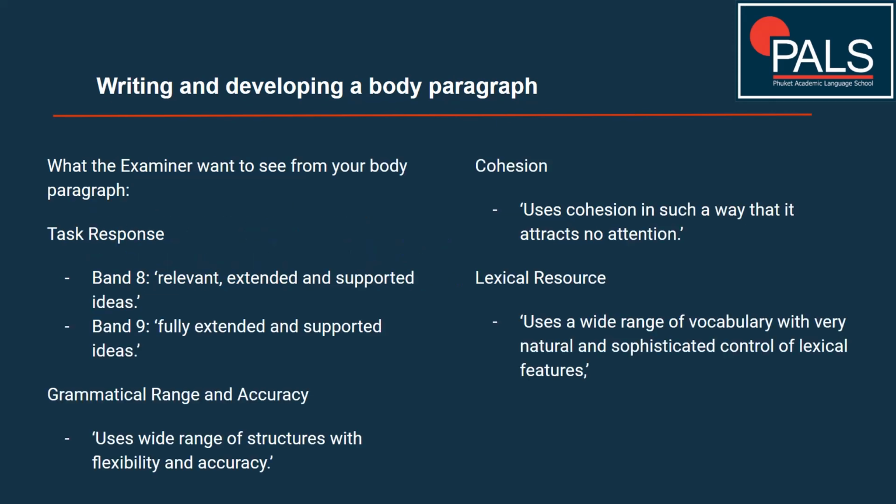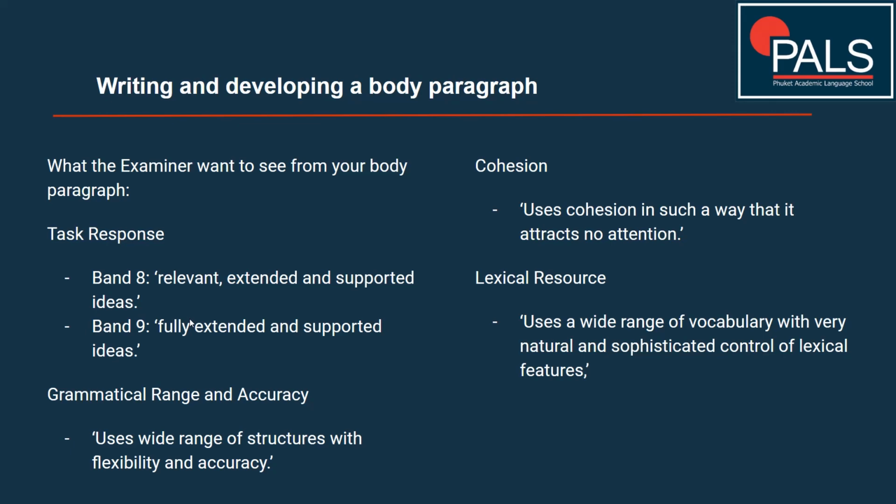So let's move on. And what does the examiner want to see from your body paragraph? Well, here, as you can see, I've taken out the 4 different areas from the band descriptors: task response, grammar, range and accuracy, cohesion, lexical resource. So from your body paragraph, to get a band 8, you need to have relevant and extended supported ideas. To get a band 9, fully extended and supported ideas. Okay, so you need to develop fully and support fully. Okay, and we'll talk how to do that in a bit.